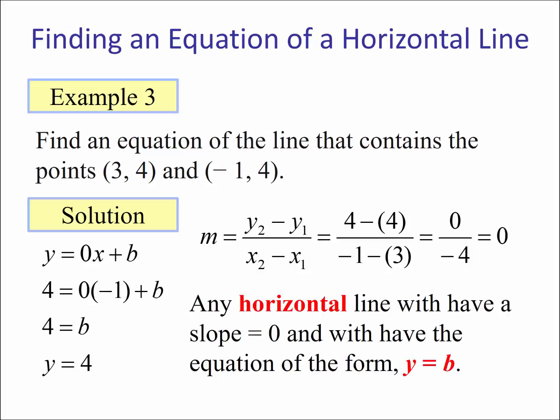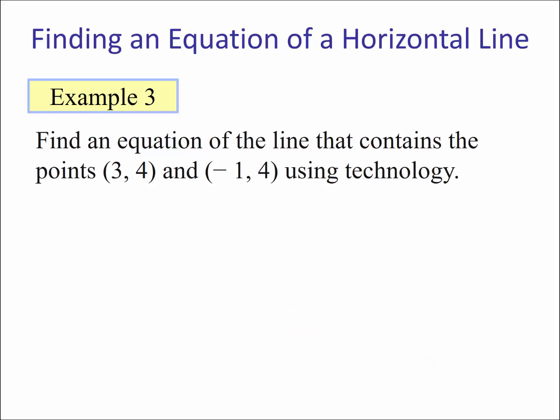It is a horizontal line. Horizontal lines have a slope equal to 0, and therefore the equation of this function becomes y equals b, whatever the value of b is. Let's do this using our graphing calculator.